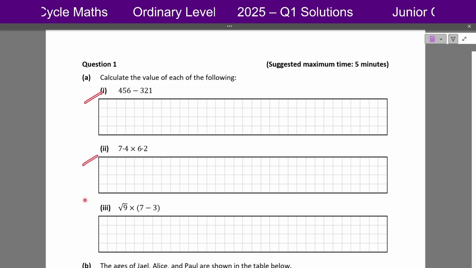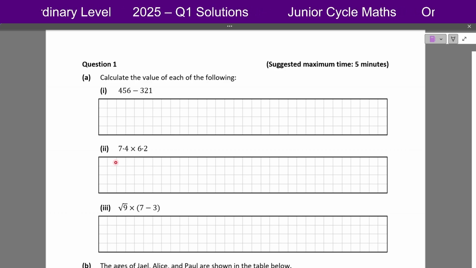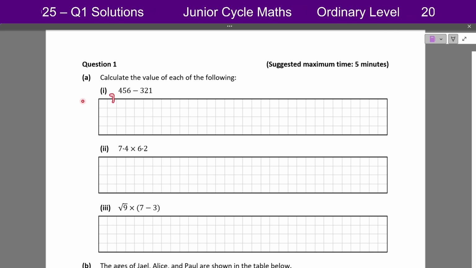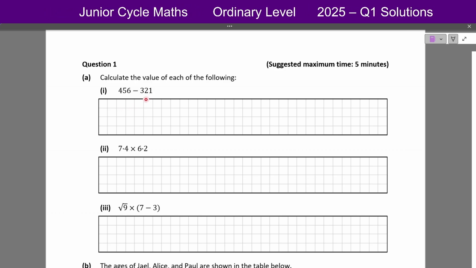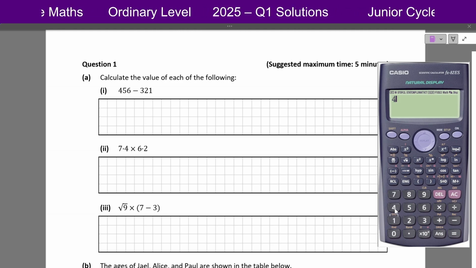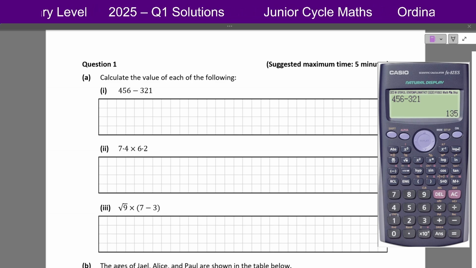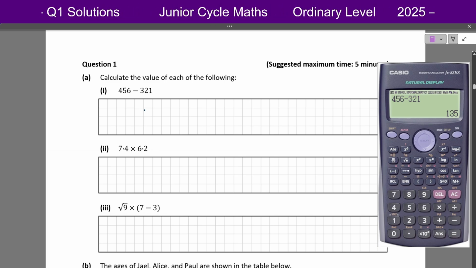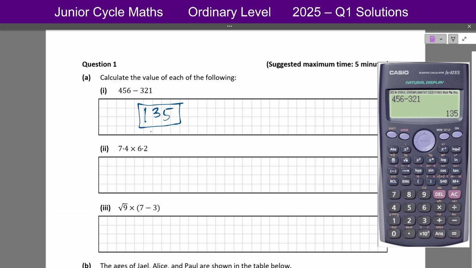The question here is very simple, we just need to work out a few basic math operations. On the first part, we need to find the answer for this mathematical expression. Let's bring up our calculator: 456 minus 321, and we get the answer 135. So the answer is just very simple, 135. That's the correct answer for the first part.